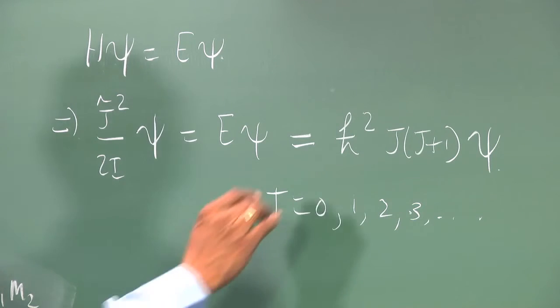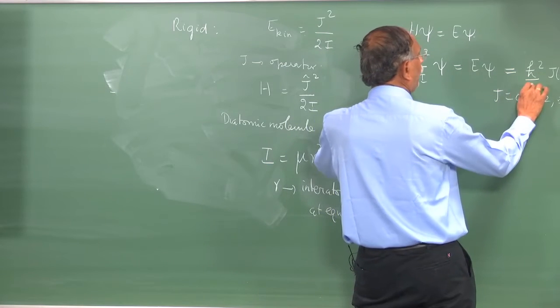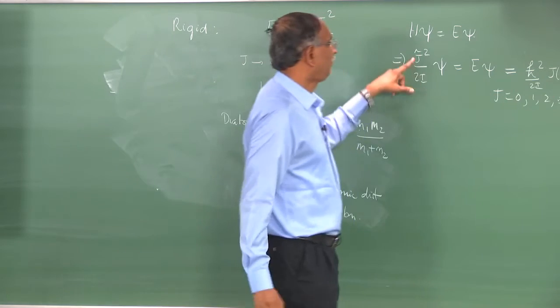Therefore, what you have is h bar square by 2I, J square by 2I.